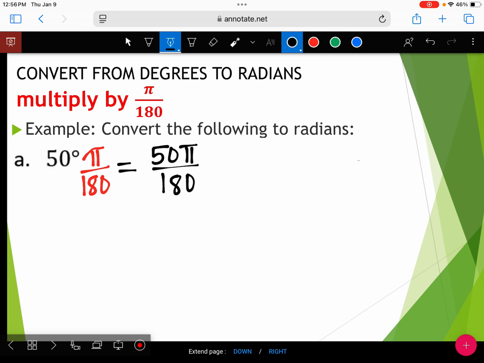Now we need to reduce that. If you have two numbers that end in 0, that means that they can be divided by 10. So we can cancel out these zeros because there's one in the top and one in the bottom. So my final answer would be 5 pi over 18. That is what 50 degrees is equivalent to. So 50 degrees equals 5 pi over 18. Just like you have to convert inches to feet or yards to meters or whatever, we're going from degrees to radians.